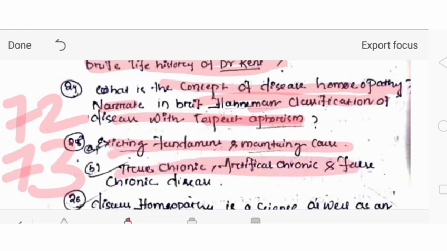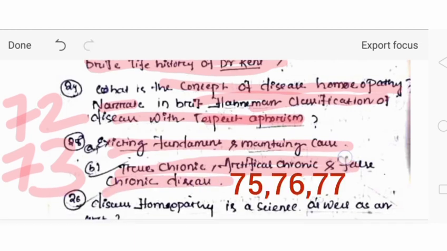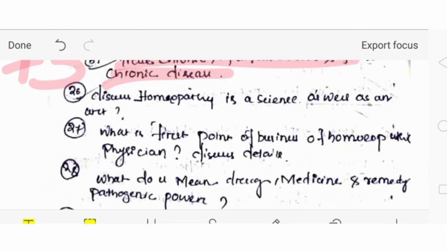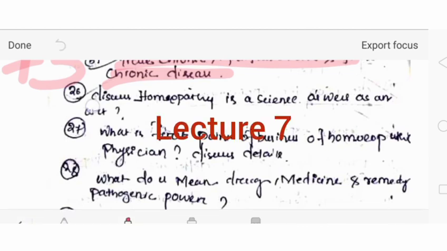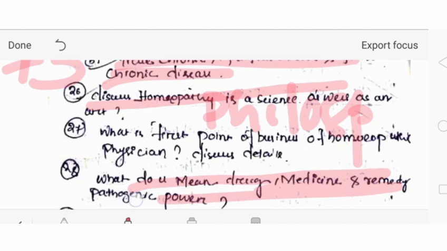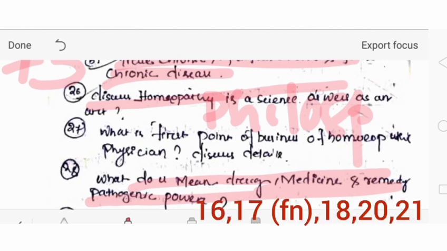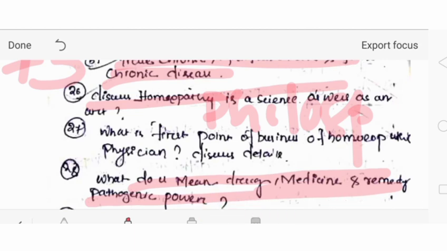Then true chronic, artificial chronic and false chronic disease also come as a long question. And then discuss homeopathy as a science as well as an art. It also comes from Kent's philosophy chapter. Kent's philosophy chapter: drug, medicine, remedy. How can you differentiate between them on the basis of pathogenic power? Aphorisms 16, 17, footnote 18, 20, 21.